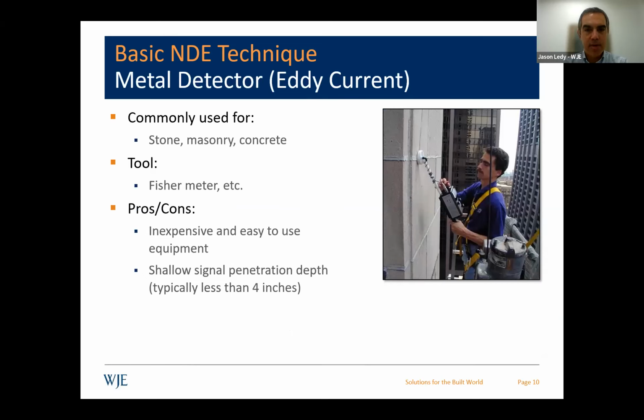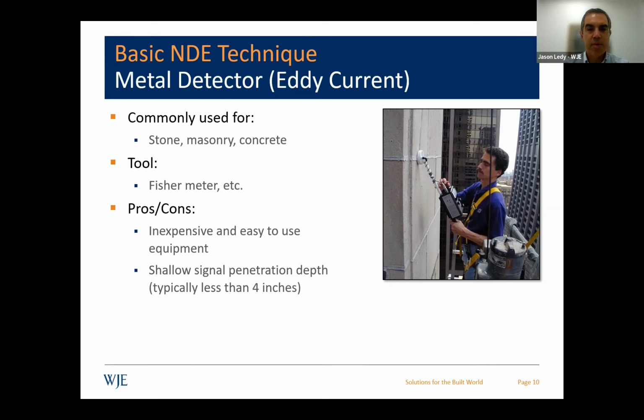Another commonly used technique is metal detectors. It can be used for stone, masonry, concrete. One very common manufacturer is a Fisher meter. You can see in the photo here, it's being used on a facade to locate anchors for the facade panels. So you can identify the location and the quantity without having to cut into the facade.